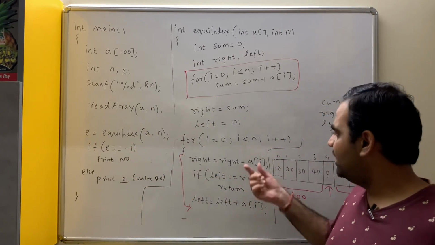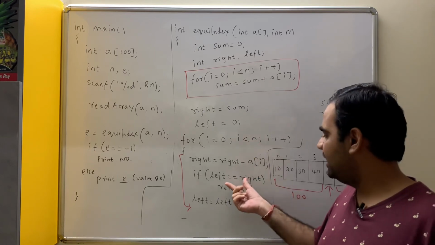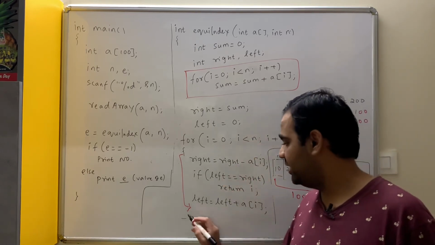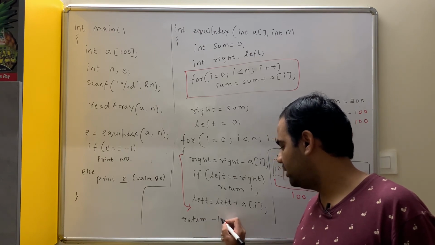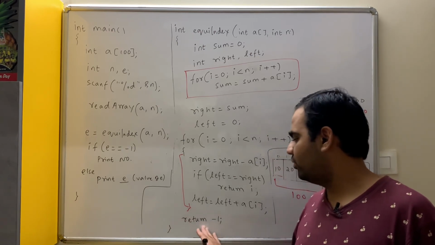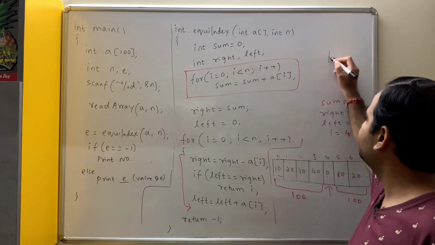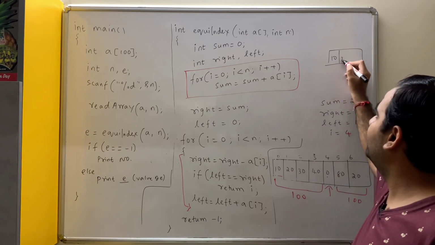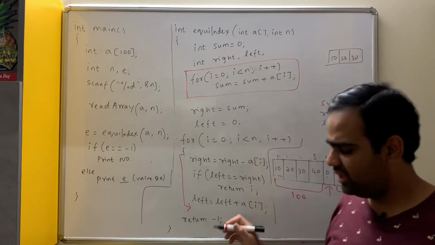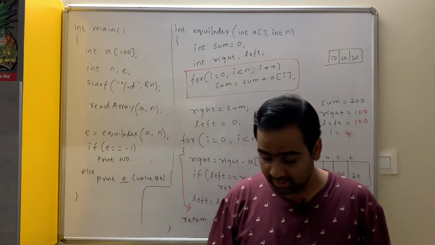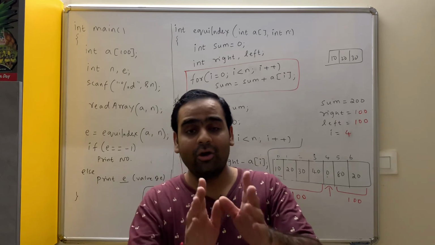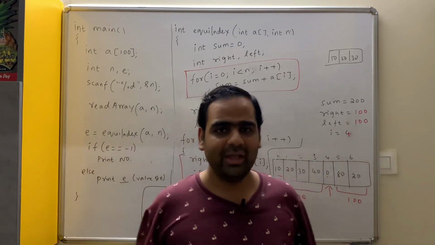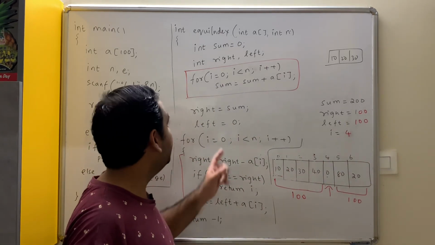Now assume that I becomes equal to n and LHS is not equal to RHS at any point of time. Then what do you write over here? You say return minus 1. And how do you verify this? You take an array 10, 20, 30 where no equilibrium index is found, and you see that it returns minus 1. And this is the more efficient way of doing it, because we are not using any extra memory and neither are we using any nested loops.